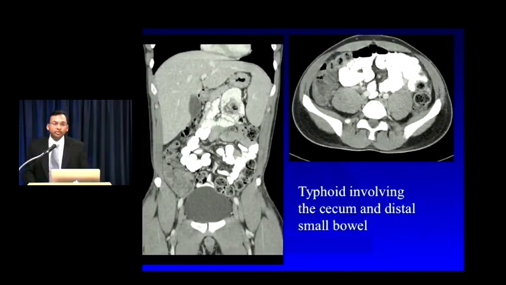Here's another example, looks very similar. This was actually a patient who had traveled abroad. There's thickening of the cecum and terminal ileum, and this turned out to be typhoid. And based on the distribution, our resident was able to nicely offer this as a leading possibility given the patient's history.